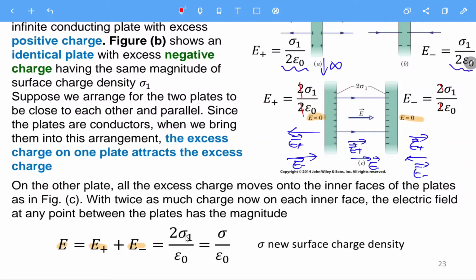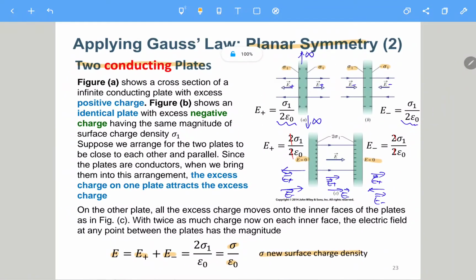And we redefine the final surface charge density to be sigma rather than sigma 1, so that we define sigma to be the new surface charge density. So that finally, E would be sigma over epsilon naught. So if we have parallel plates with excess charge, one positive and one negative, then there will be a uniform E field between the parallel plates.